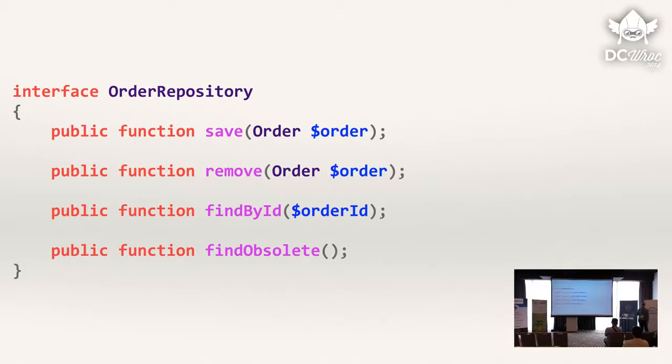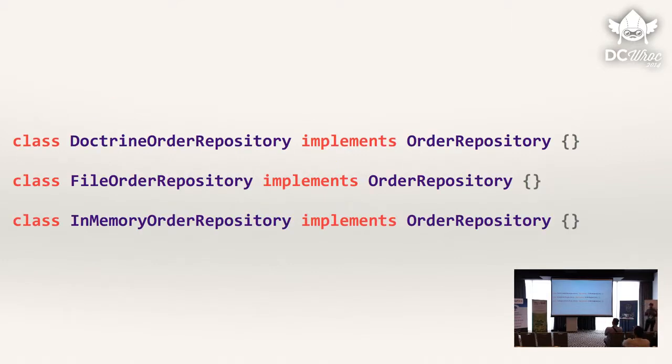You can also have more specialized methods to find all obsolete orders or all non-paid orders. You can put those things on the repository if you need. And then you can implement it in whichever way you really want. So it's as easy. So the repository pattern is basically a collection of objects. It's not responsible for creating new objects, but it is responsible for saving and retrieving those objects.